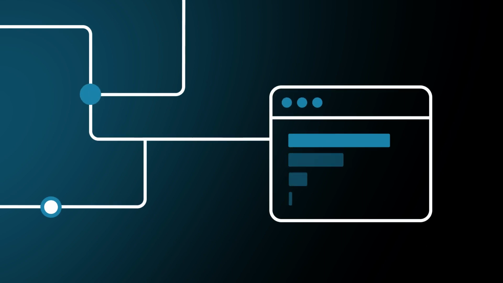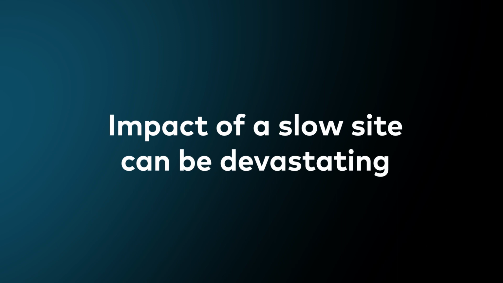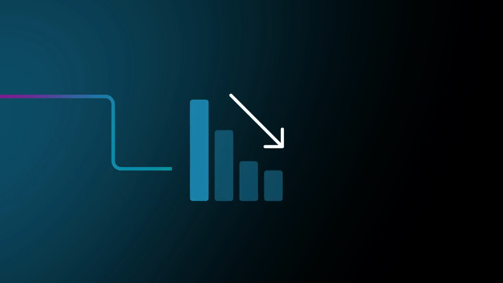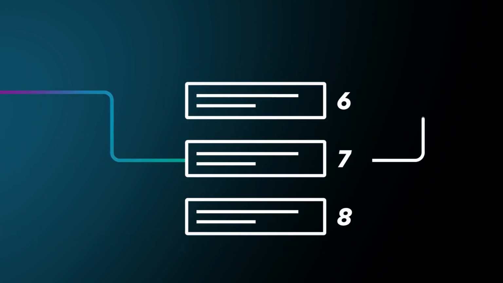Their complex API data can slow page loads. And the business impact of a slow site can be devastating. 89% of customers leave sites if they're too slow. Google finds that a single second of latency can cost you 27% of your revenue and lowers your search ranking if your site is slow.